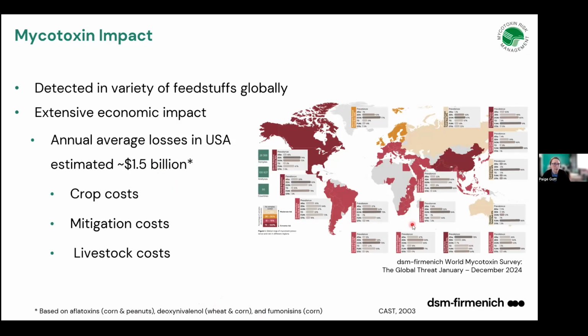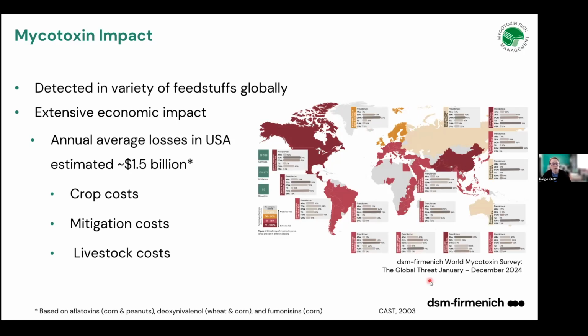And then I do want to call out this map on the right-hand side. This is a map that was included as part of our 2024 World Mycotoxin Survey. We have the longest running and most comprehensive mycotoxin survey as a company, as DSM-Firmenich. It started way back when we were Biomin in 2004, so we're going into our 21st year of the survey this year. We measure feedstuffs and feed ingredients from around the world and report that every year.